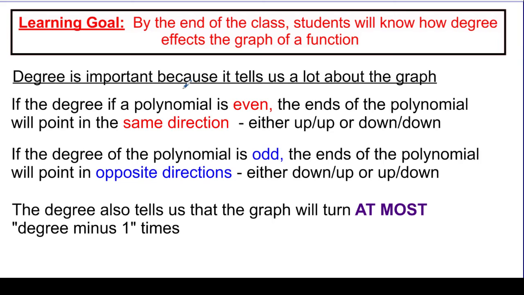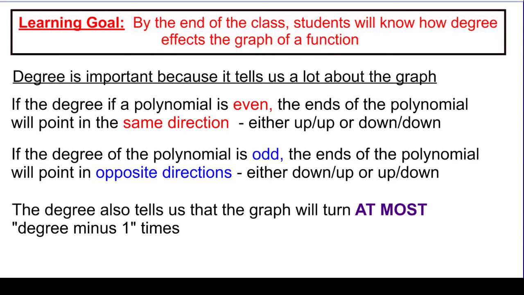It tells us about the direction of the ends of the graph, which you're going to hear me refer to as end behavior. The degree also tells us at most how many times the graph is going to turn as we're connecting together those two ends. For example, a degree 6 polynomial could only turn at most 5 times. That's what degree minus 1 means. If I have a degree 20 polynomial, it could turn at most 19 times. So it's always one less than the degree of the polynomial.